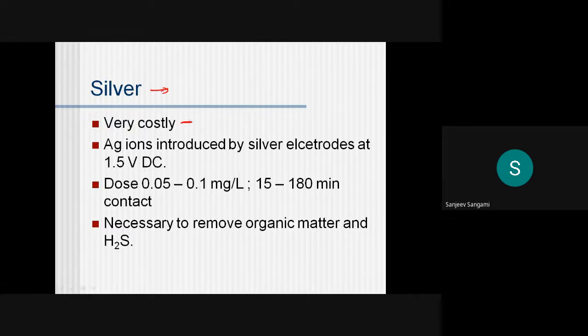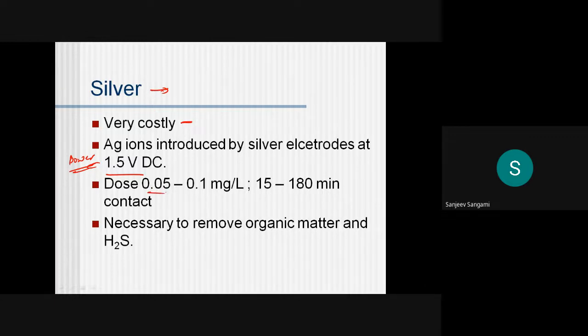It is very costly, as we already know. It is not recommended for most of the disinfection process. So Ag ions, that is silver ions, introduced by silver electrodes at 1.5 volts of DC. So again, you require a power source here. Okay, we'll not discuss this. These are some of the disadvantages of the silver treatment.